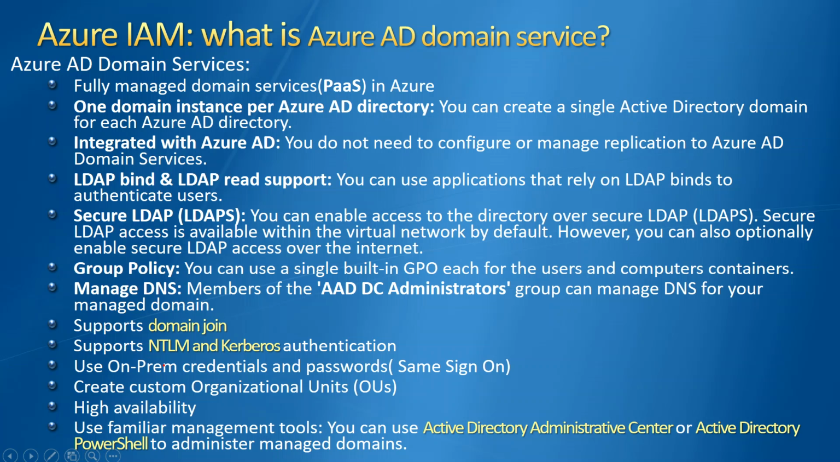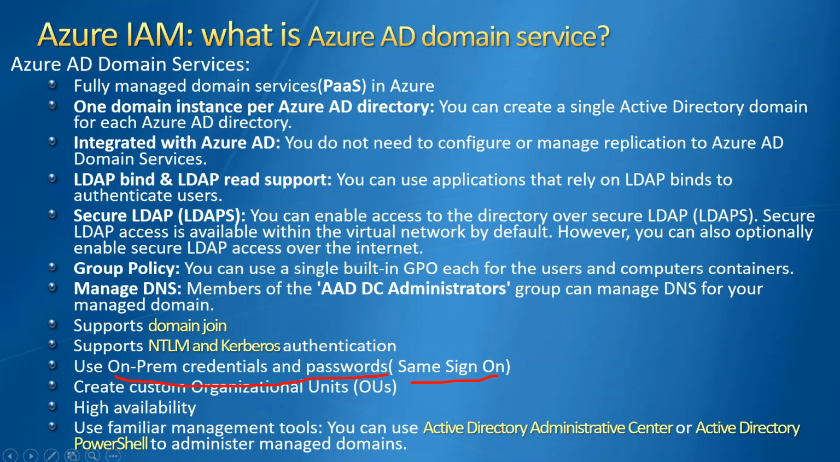Okay. Then you can also use your own on-prem credentials and password. This is something called same sign-on. If you have set up your Azure AD Connect server, which basically syncs the objects from on-prem into Azure AD, and then on top of that you set up ADDS, you will be able to use the same credentials, same username and same password as you would have used on-prem. So the user gets a seamless sign-on.